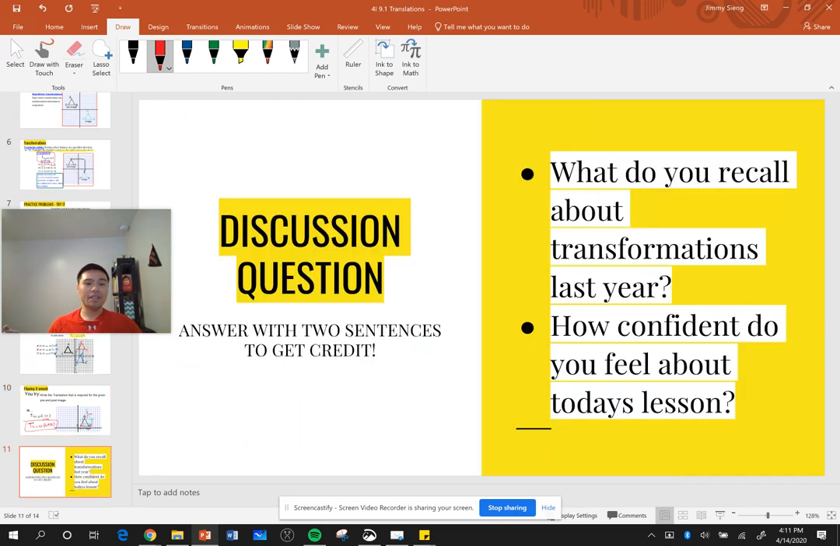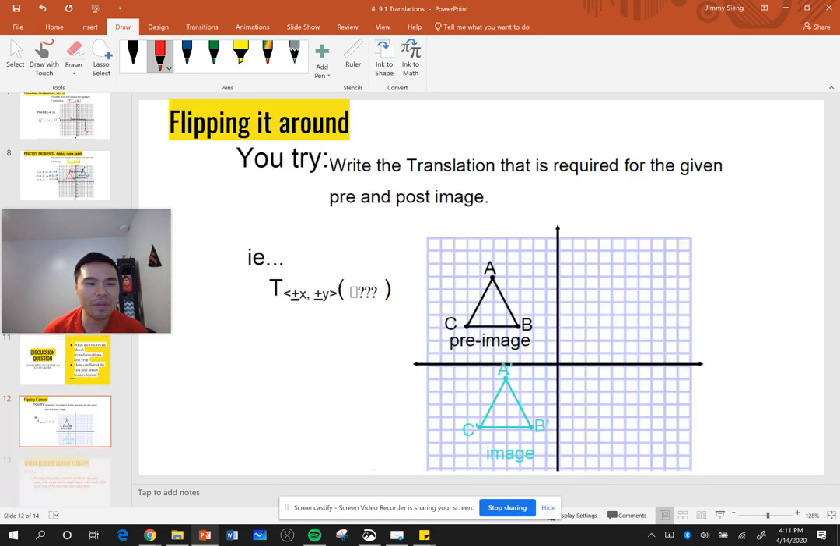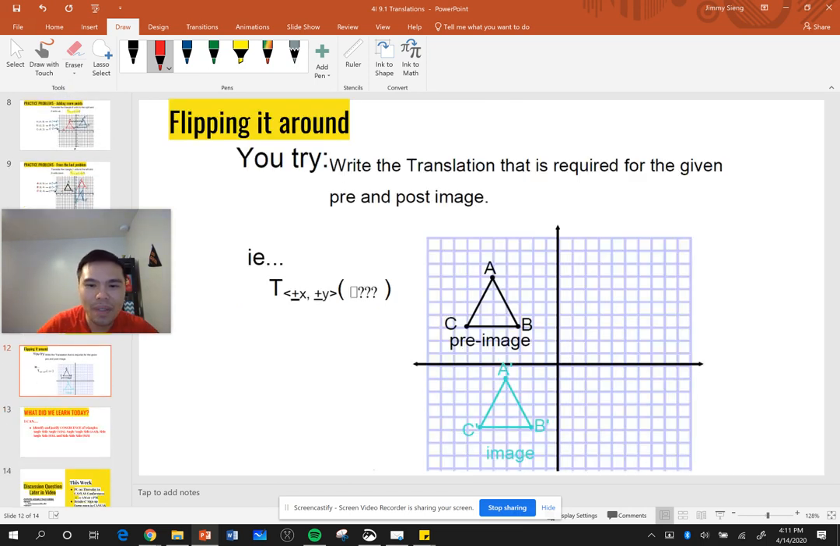So your discussion question, we'll do one more problem after this one. Your discussion question is, what do you recall about transformations last year? This was in 8th grade. And how confident do you feel about today's lesson? Just give me a scale of something, right? Tell me how you're feeling about it. All right, let's do another one.